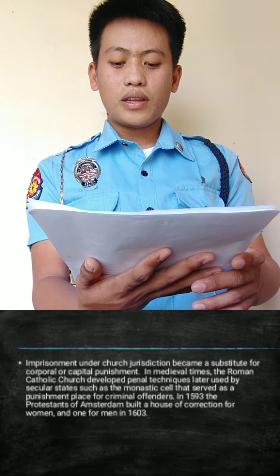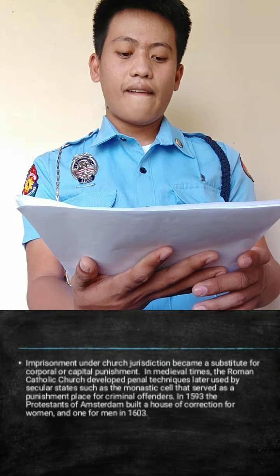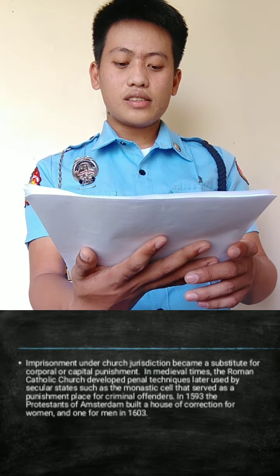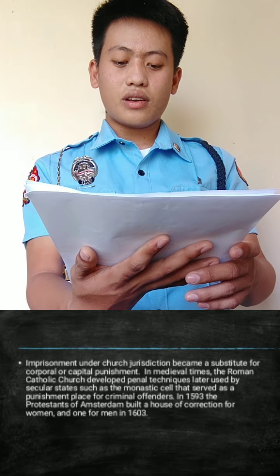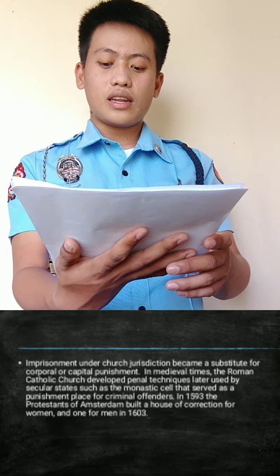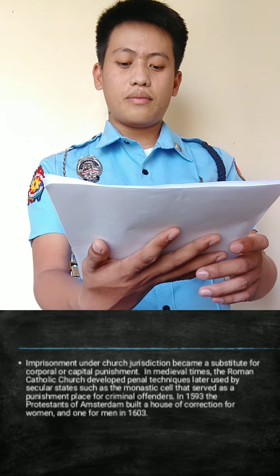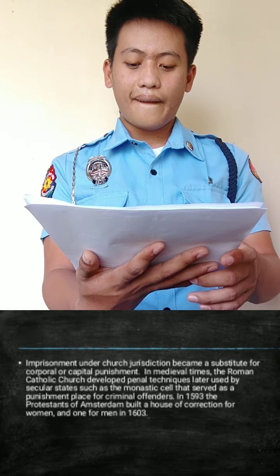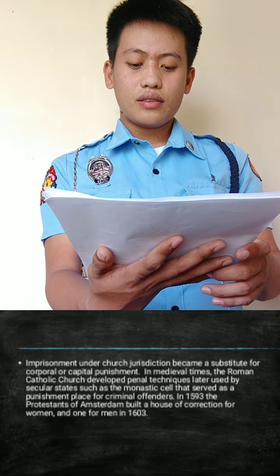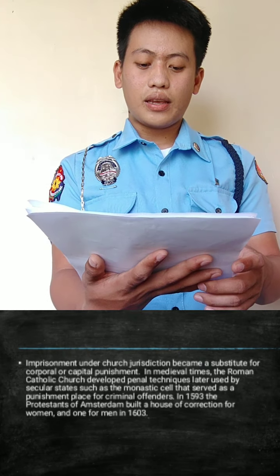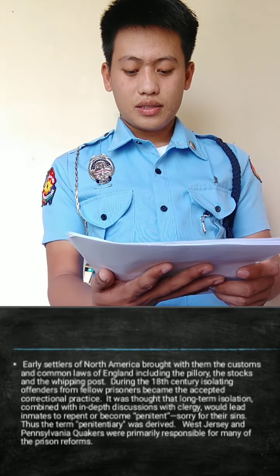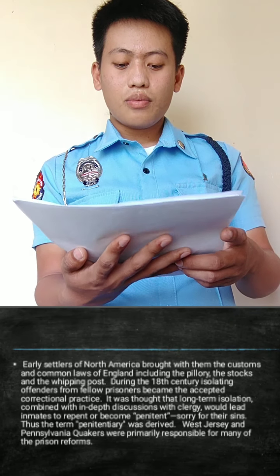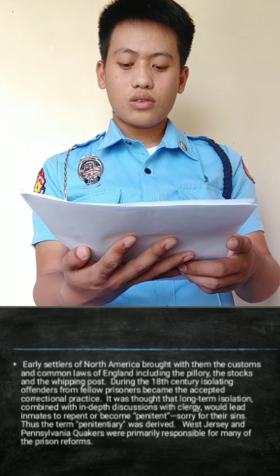In medieval times, the Roman Catholic Church developed penal techniques later used by secular states, such as monastic cells, which served as punishment places for criminal offenders. In 1593, the Protestants of Amsterdam built a house of correction for women, and one for men in 1603.